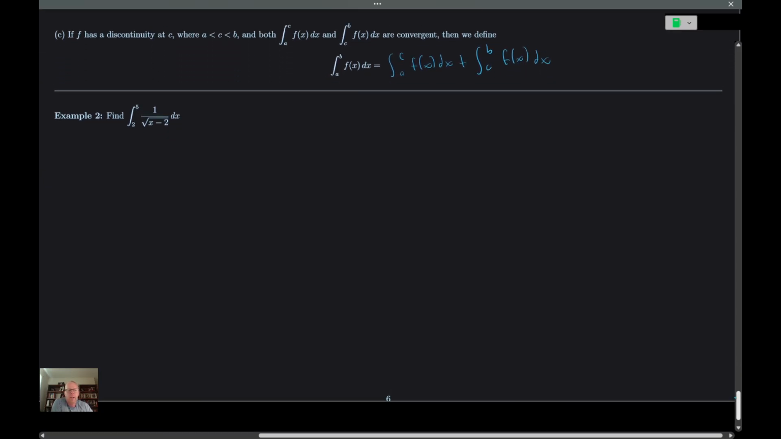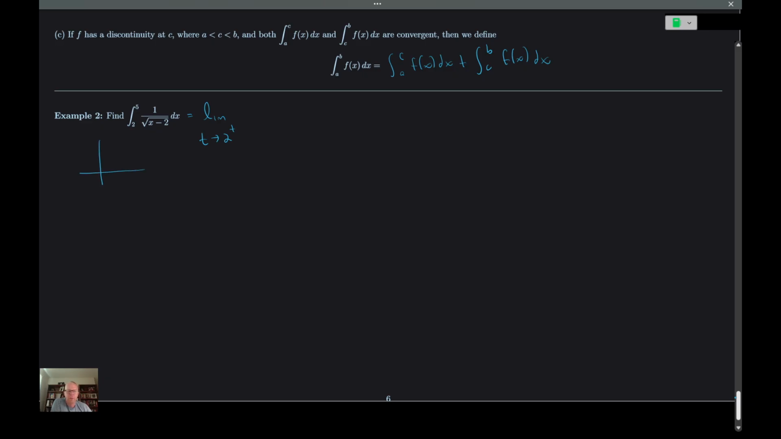So here we're evaluating from 2 to 5, 1 over square root of x minus 2. And you can see if you plug in 2 here, this function is not continuous at 2 because you get a 0 in the denominator. So this would be an improper integral. So we need the limit as t goes to, sorry, t goes to 2. And we are coming from the right. So when the lower integral is causing the discontinuity, we've got to come from the right. When it's the upper integral, we've got to come from the left.